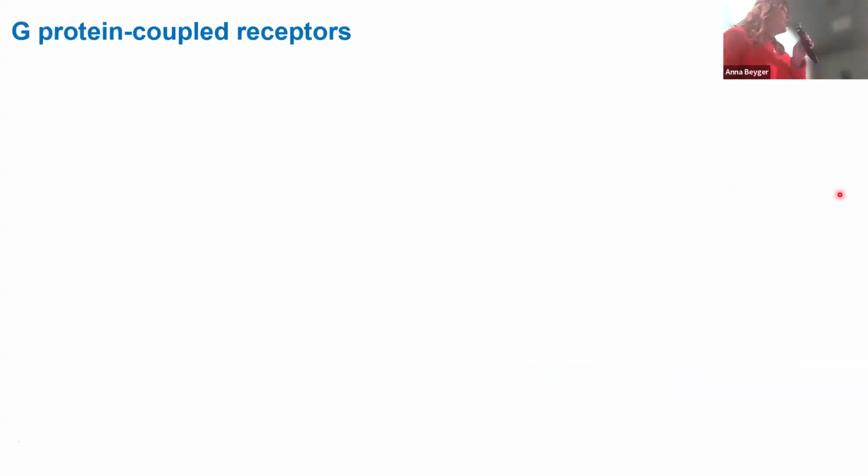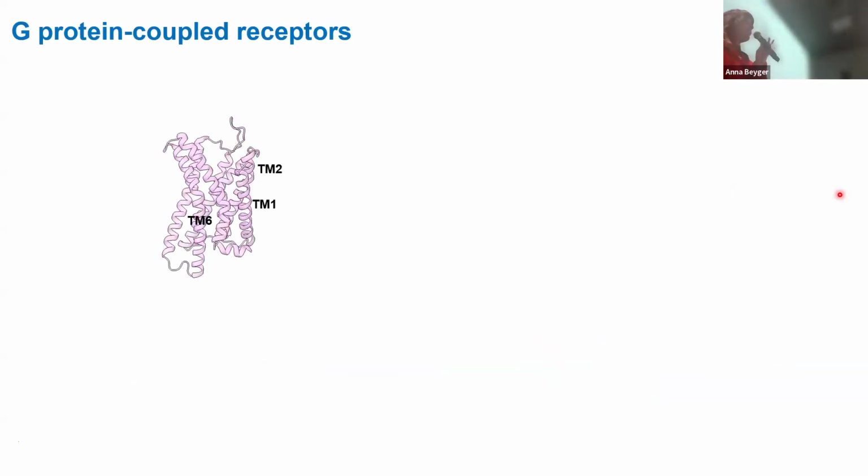CXCR3 belongs to a family of G protein coupled receptors. And those receptors share a lot of common features. One of them is that you have 7 transmembrane helices. You have 3 extracellular loops, as well as 3 loops on the intracellular side.